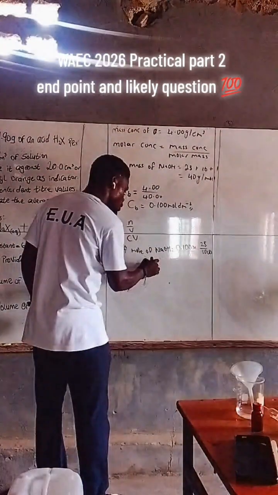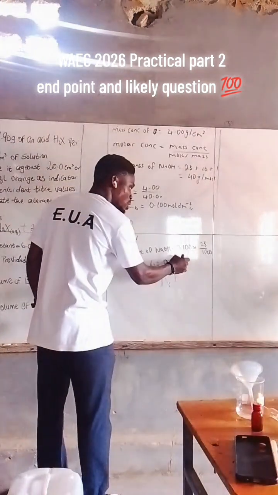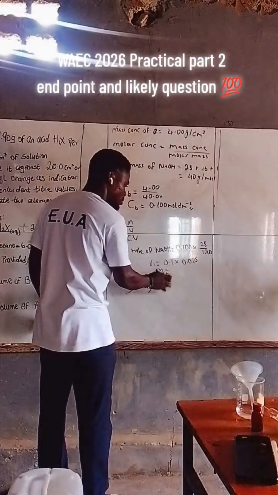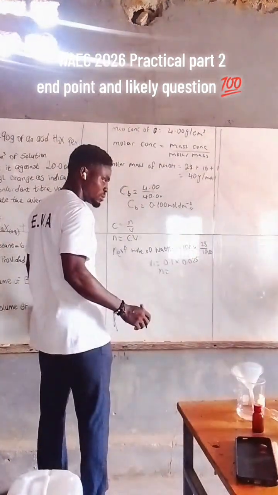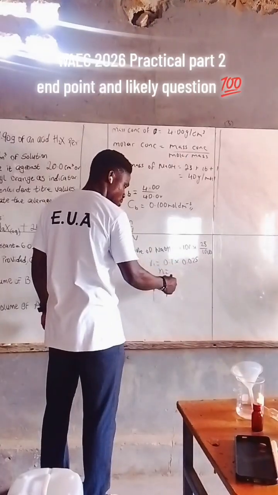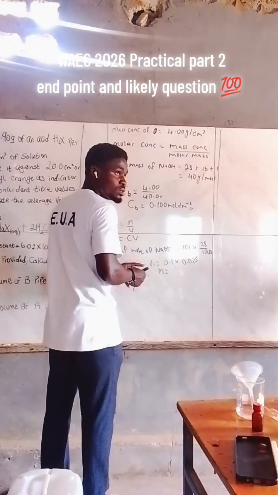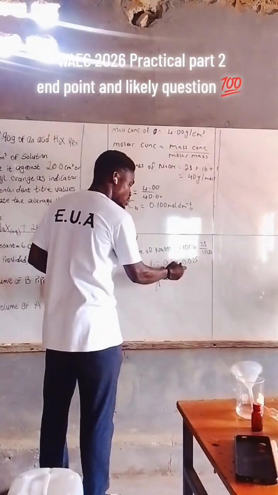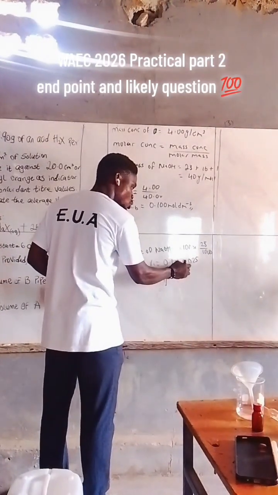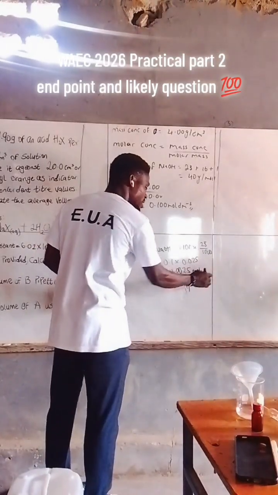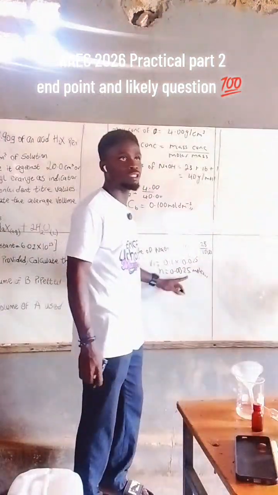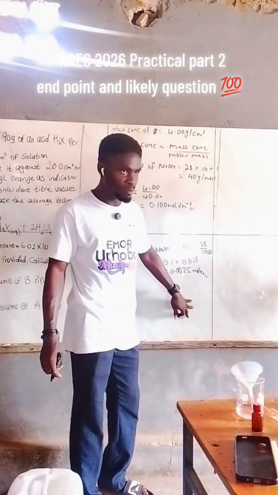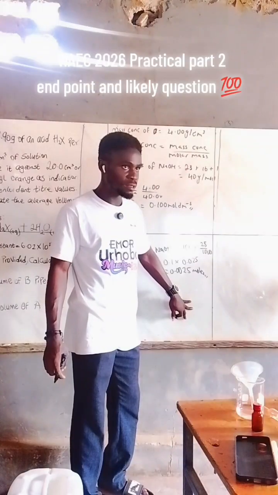So the number of moles N will be 0.01 times 0.025, which gives 0.0025 moles. Very small. Okay? That is the number of moles of the base in the volume of B pipetted. Is that correct?